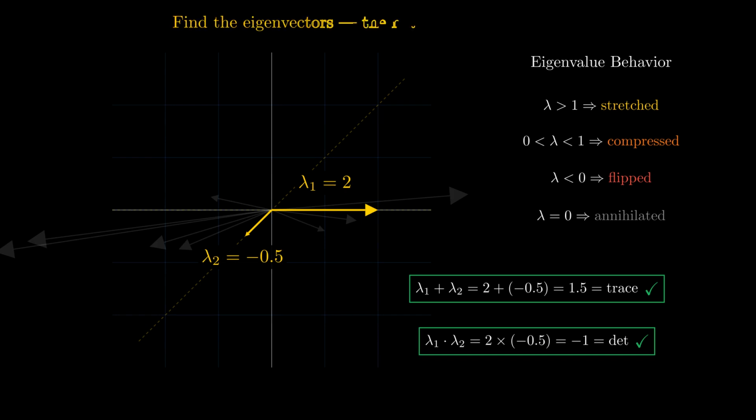Every matrix, no matter how large or complicated, has these hidden directions. Directions it can only scale, never rotate. Find them, and the matrix reveals everything: what it preserves, what it destroys, and how it reshapes the space around it.